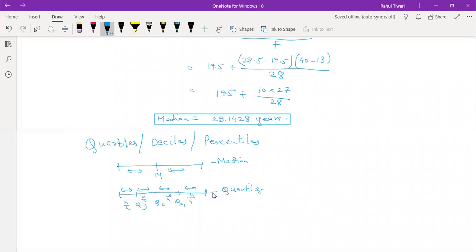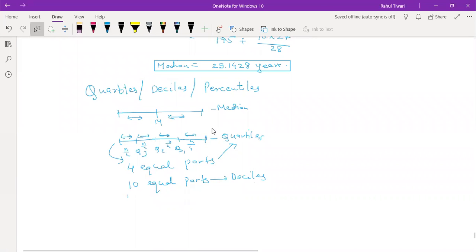Make sure that this is four equal parts. Similarly, when there is a decile, it divides the data into 10 equal parts. This is in the case of quartiles. When it is decile, the data is divided into 10 equal parts. Similarly, when we have a percentile, the data is divided into 100 equal parts. This is a very small concept which you just have to understand.